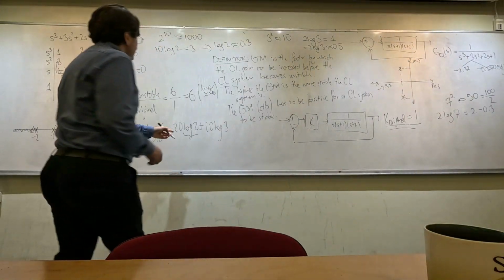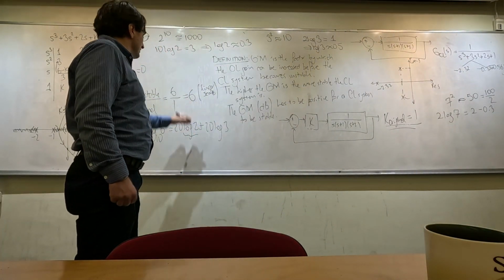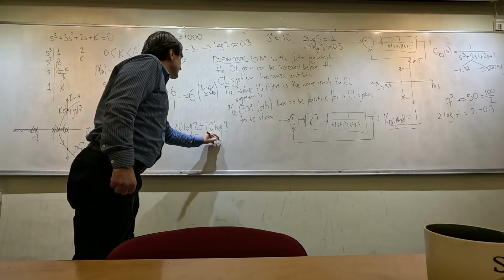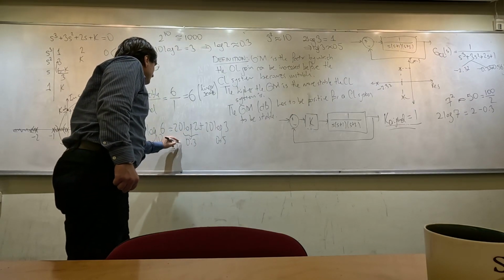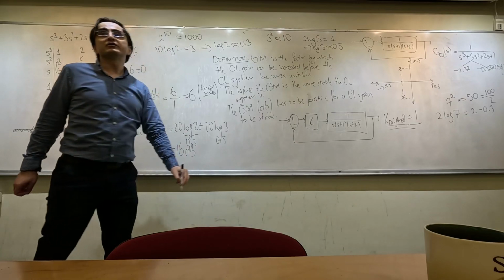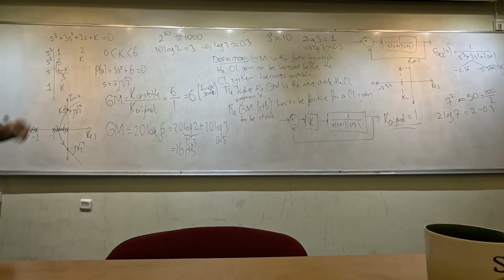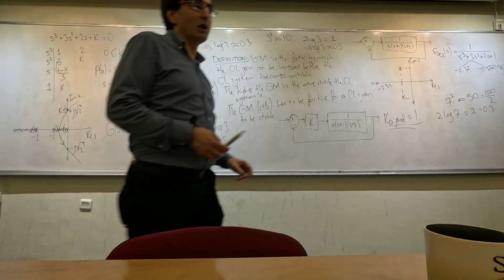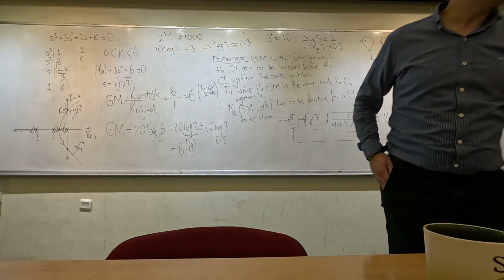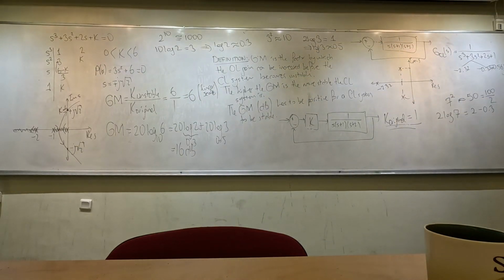So here we see that this is approximately 0.3 and this is approximately 0.5. So it is approximately 16 dB. So that is our gain margin in dB scale. But as I told you, this is not our aim in this part of the course.